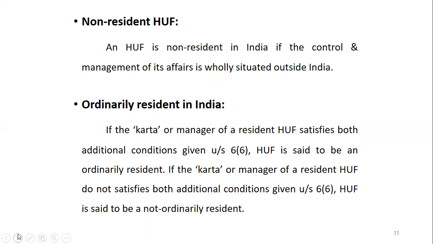Ordinarily resident in India: if the Karta or the head of the family or manager of a resident Hindu undivided family satisfies both additional conditions given under section 6, subsection 6, the Hindu undivided family is said to be ordinarily resident. If the Karta or manager of a resident Hindu undivided family does not satisfy both additional conditions given under section 6, subsection 6, the Hindu undivided family is said to be not ordinarily resident.